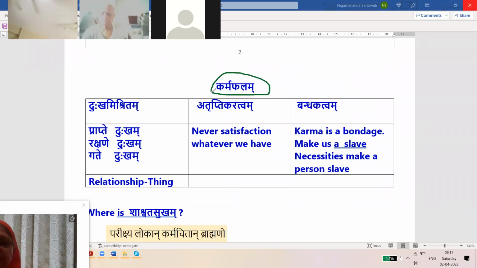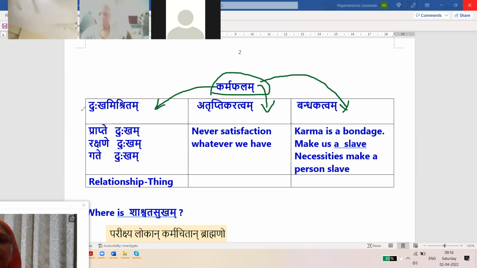Karma phala has three defects. One, I can write here, karma phala, the result of action, is dukkha mishritam, I can say fraught with pain. Karma phala is atruptikaratva, it never gives satisfaction. And karma phala always binds us.